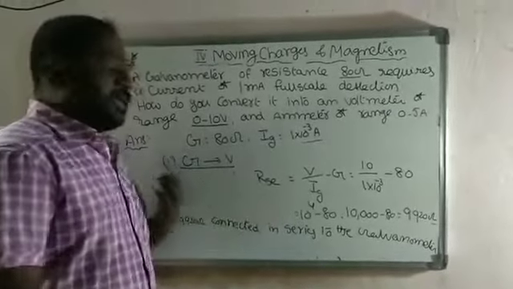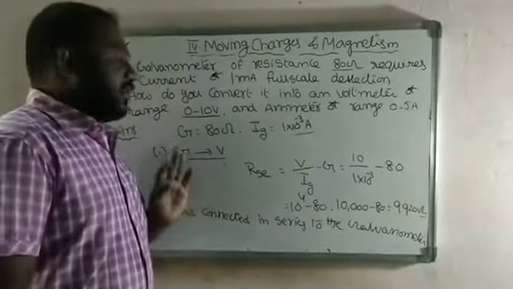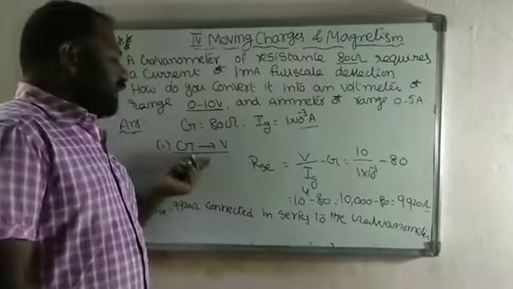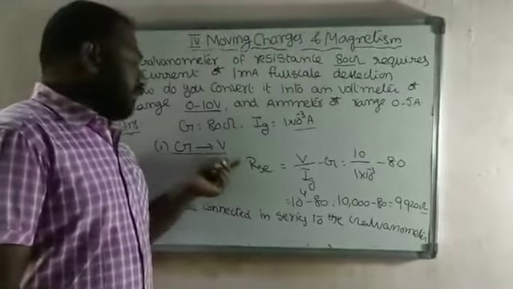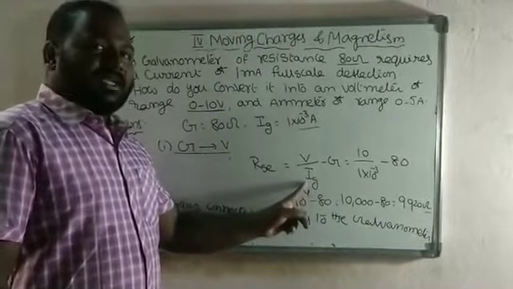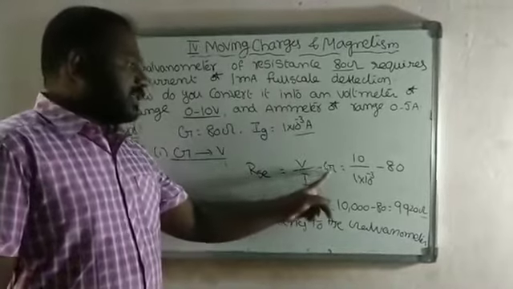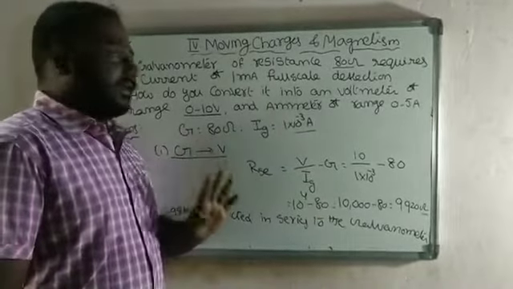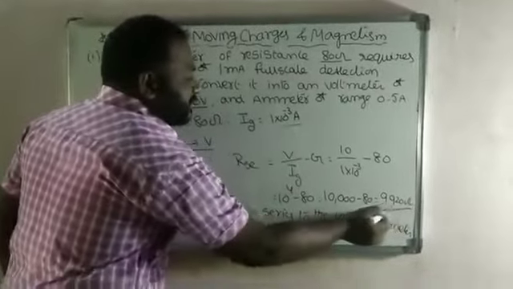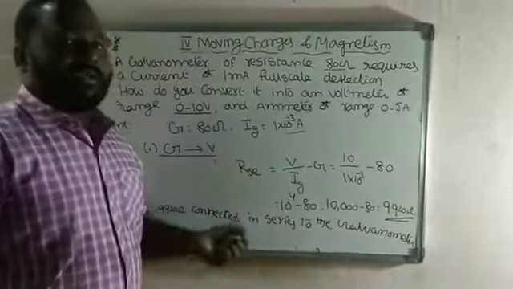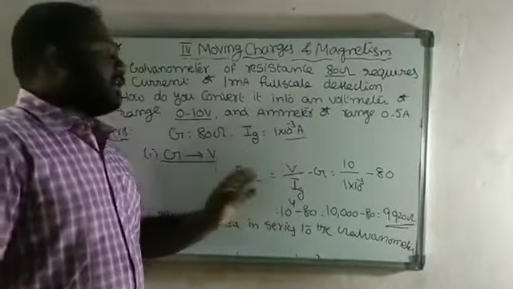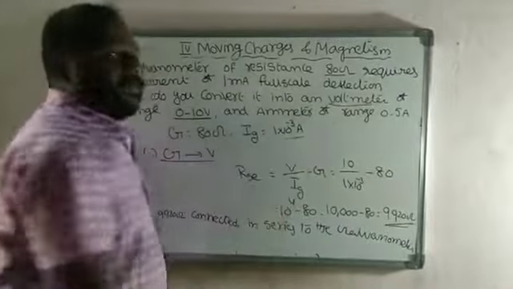So it is a simple conversion, and you can easily solve these types of problems. The series resistance for the conversion of galvanometer to voltmeter is the range of the voltmeter divided by the full-scale deflection of the galvanometer, minus the resistance of the galvanometer. Everything is given. From that we calculated the resistance connected in series to the galvanometer, 9,920 ohms. Then the galvanometer is converted into a voltmeter.